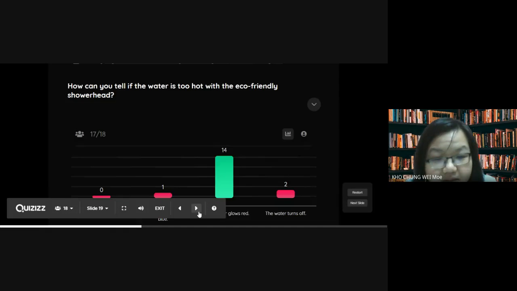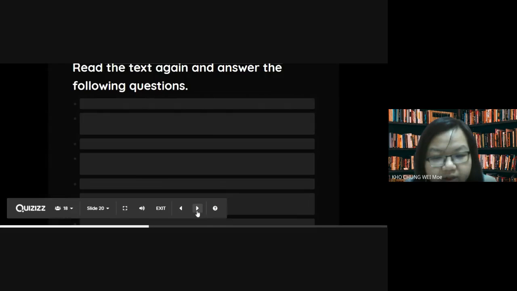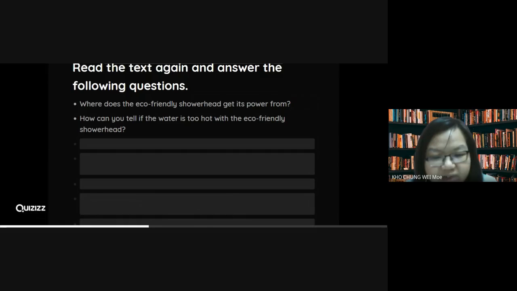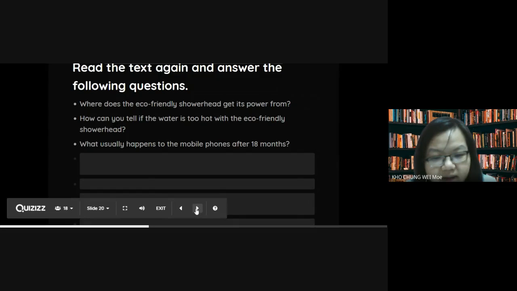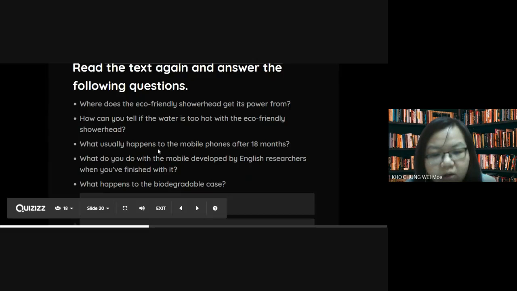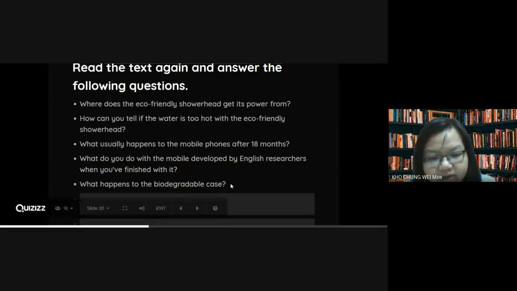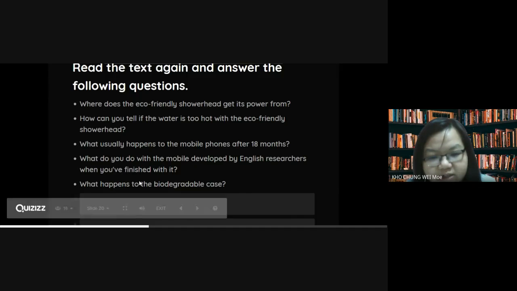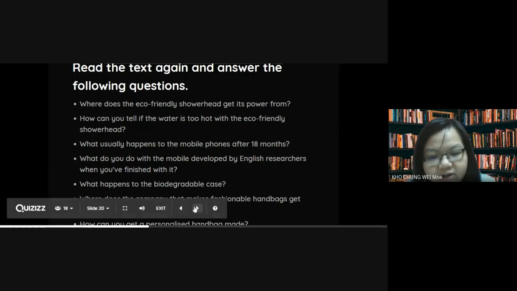Okay, let's move on to the next question. If you notice, we have already answered the first two questions, and we are left with the next three questions. So now you have to remember these three questions because you are going to look for information on what happened to the phone after 18 months. What do you do with the mobile developed by the English researchers when you're finished with it? And what happens to the biodegradable case? So you're going to look for answers to these three questions. The other two questions are in the last paragraph, so you can ignore them first.